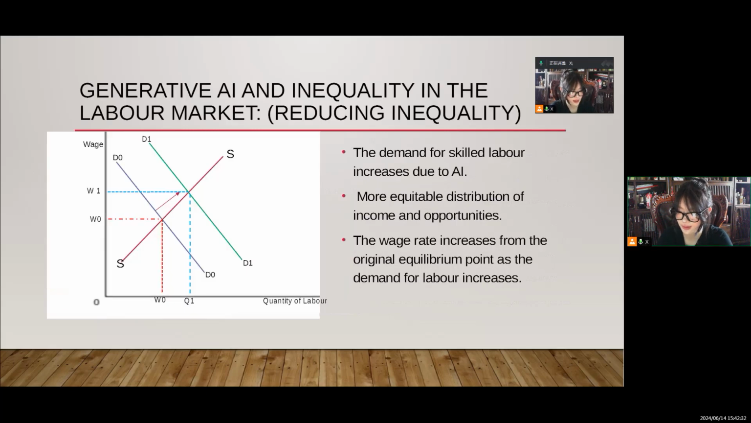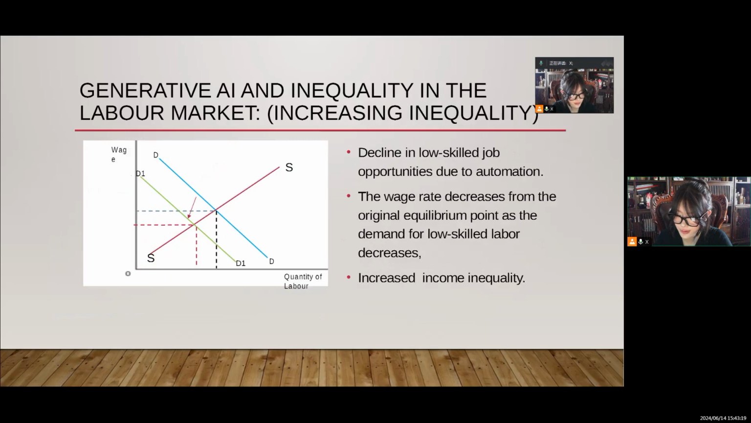So let's now turn our attention to generative AI and its potential impact on inequality in the labor market. The first scenario is where generative AI could reduce inequality. Here we see a labor market diagram where the demand for skilled labor increases due to AI. This results in a more equitable distribution of income and opportunities. The wage rate increases from the original equilibrium point as the demand for labor increases. This potentially reduces the income inequality.